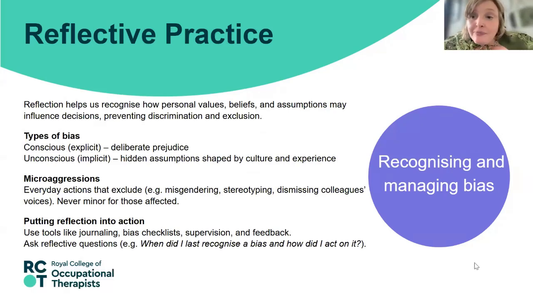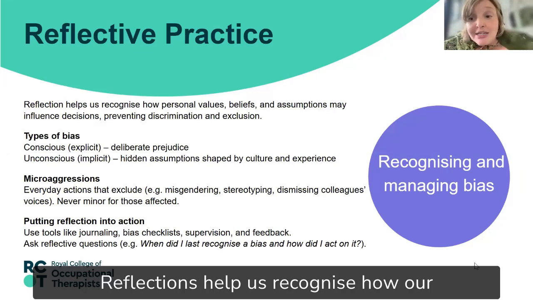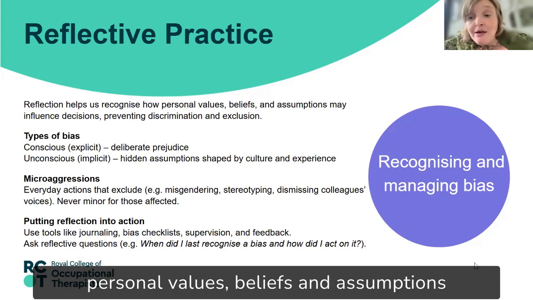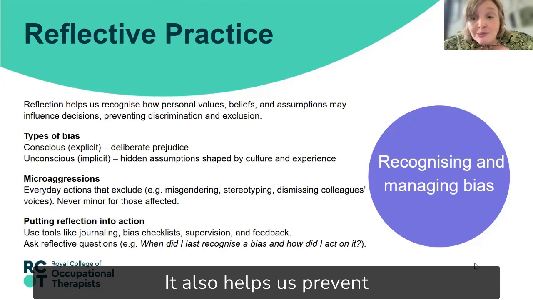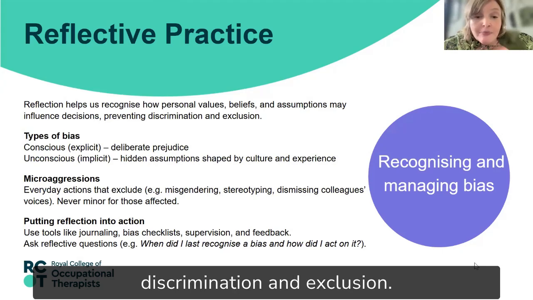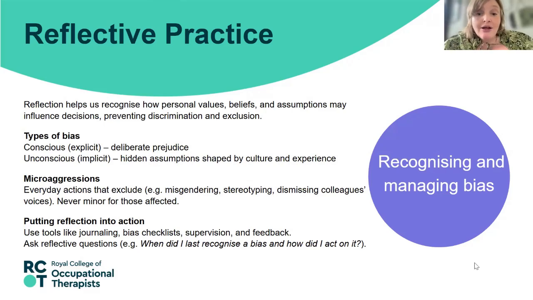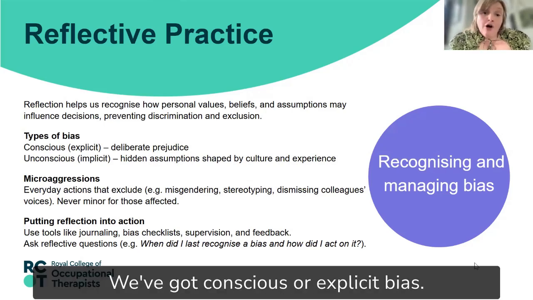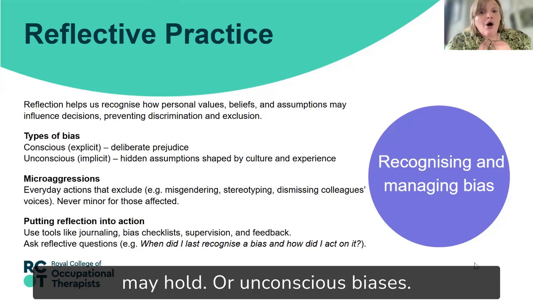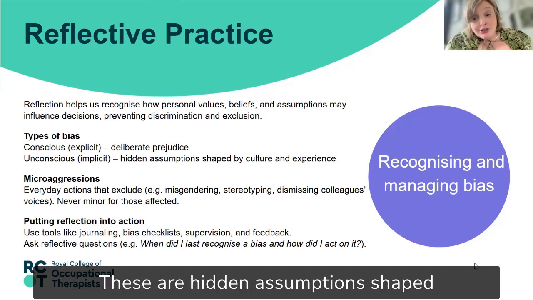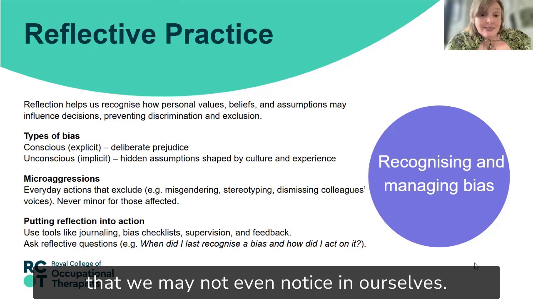So, reflection. We all know that reflection is central to our practice as occupational therapists. Reflections help us recognise how our personal values, beliefs and assumptions may influence our decisions. It also helps us prevent discrimination and exclusion. But the question is, how much do we really explore our bias? There are lots of types of biases. We've got conscious or explicit bias. These are deliberate prejudices we may hold. Or unconscious biases. These are hidden assumptions shaped by our culture and experiences that we may not even notice in ourselves.